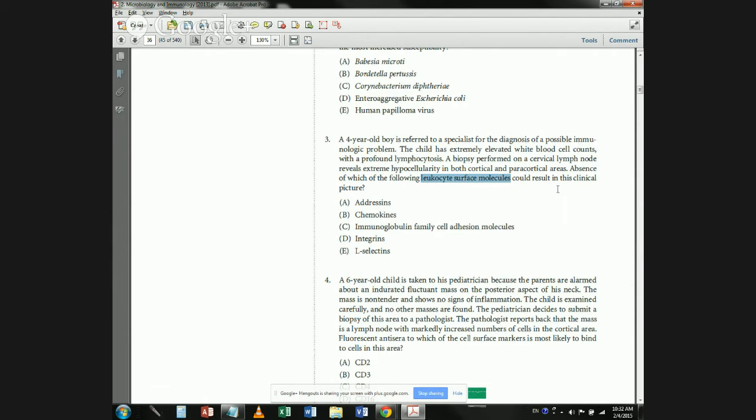That's probably it, because they never attach. If they don't have L-selectins, they would not attach to the addressins on the high endothelial venules, and thus they will not enter the lymph nodes. So which are absent? The L-selectins. What are the options? Addressins are on high endothelial venules. Chemokines are for once you're inside, but they're not even in there. Immunoglobulin family cell adhesion molecules would not explain the T cells. And integrins are not on lymph nodes; I believe they are in your blood vessels. So L-selectins, E, should be the right answer.